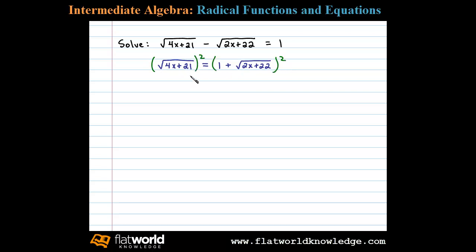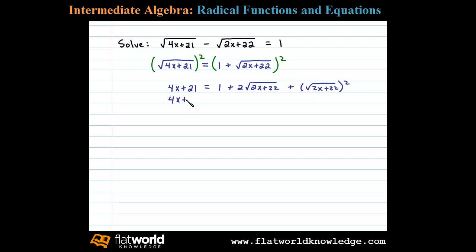Remember, doing this introduces the possibility for extraneous solutions, so we need to be sure to check our answers at the end. On the left side here we'll be left with 4x plus 21, and on the right side we know we have to distribute this. And that'll leave us with the first term squared, 1 squared is 1, plus 2 times the product of 1 times this square root will leave us with 2 times the square root of 2x plus 22, and then plus this last term squared. So we have the square root of 2x plus 22 squared.